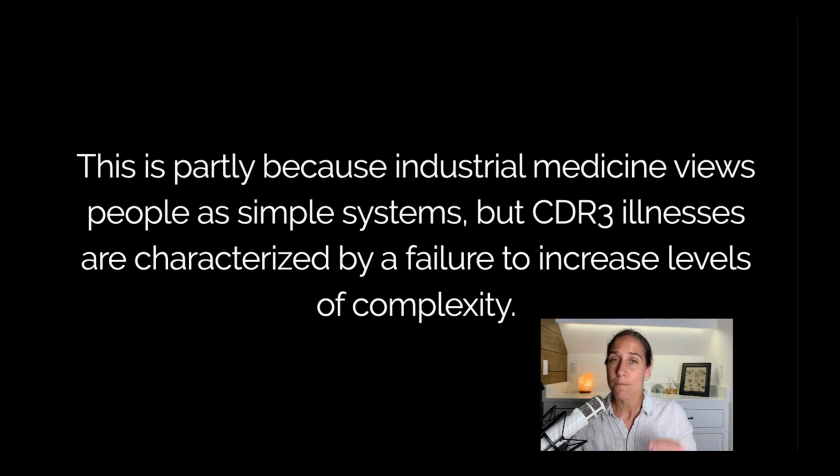And CDR3 illnesses are especially characterized by failure to increase levels of complexity, because we're talking about human development, which is increasing complexity, right? And then if we have an illness, we have a reduction in complexity. For example, it doesn't matter how intelligent someone is. When they have the flu, they're not very articulate, right? They're not very dynamic. They become less complex. And then when they're healthy again, they become more complex again. And so all of these illnesses are really characterized by this failure to increase complexity. But because industrial medicine doesn't understand human systems as complex systems, it just fails to see what it's looking at.